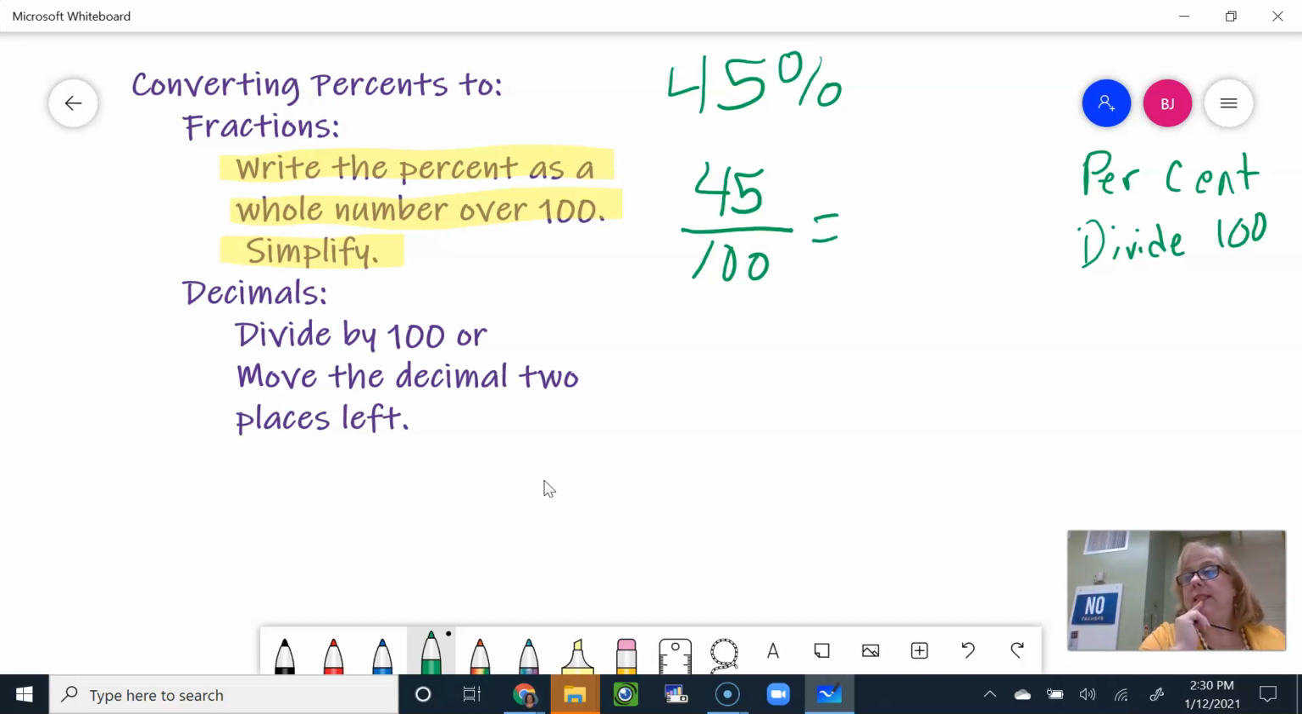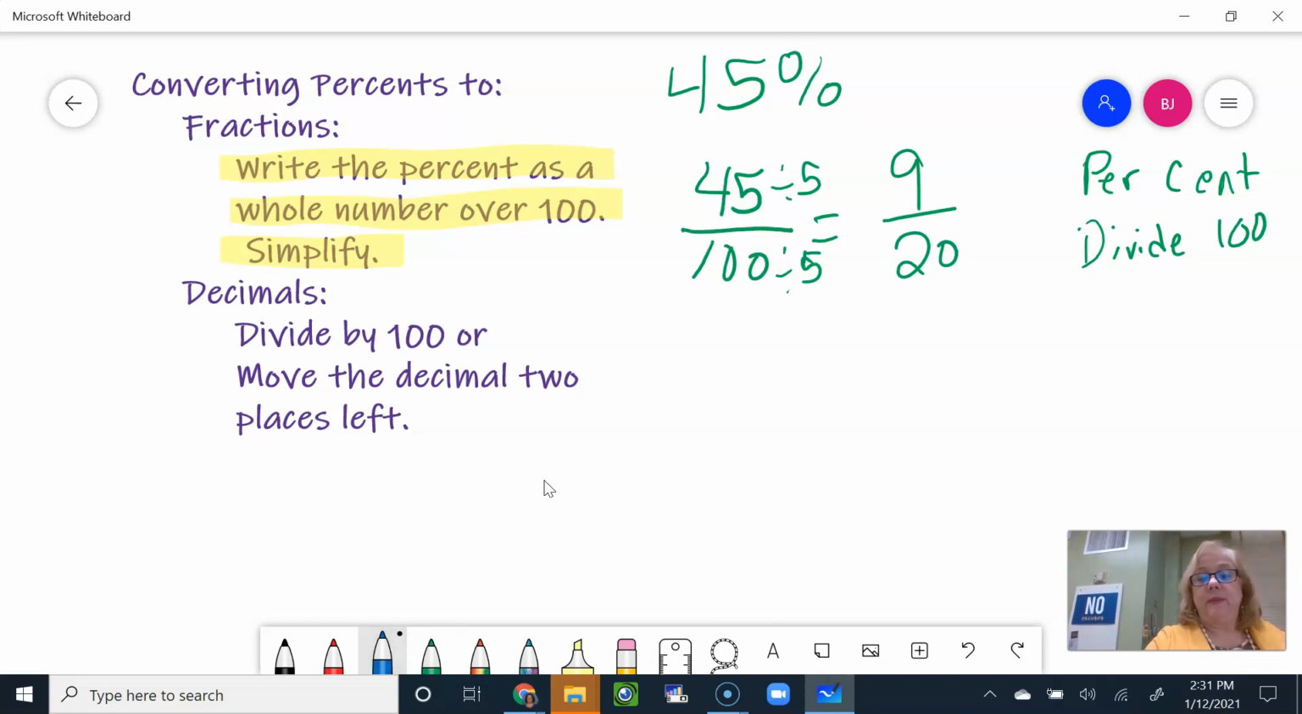Well, I need to look at this and find a common factor. If you remember correctly, I showed you guys, if it ends in a 5 and a 0, a common factor would be 5. This is on that divisibility rules page on the home page of our Google Classroom page. So you can look at that. But 45 divided by 5 is 9. And 100 divided by 5 is 20.